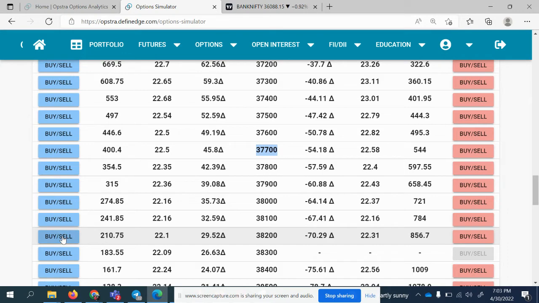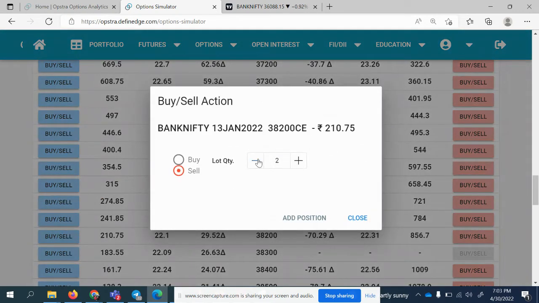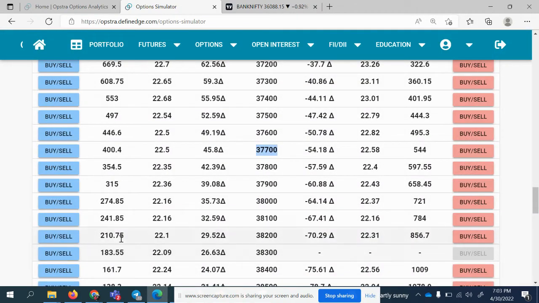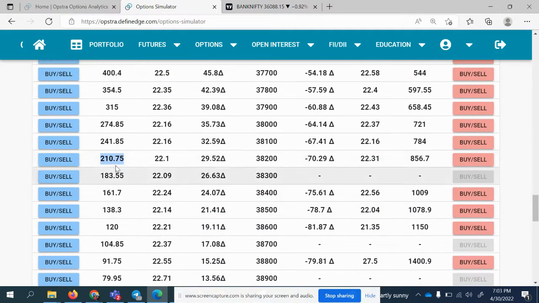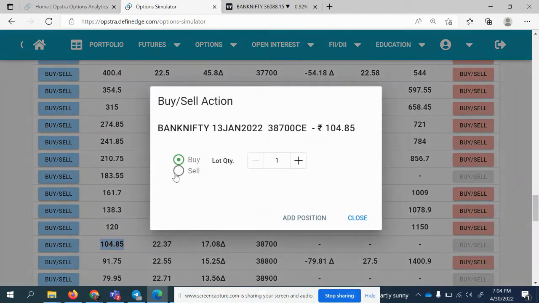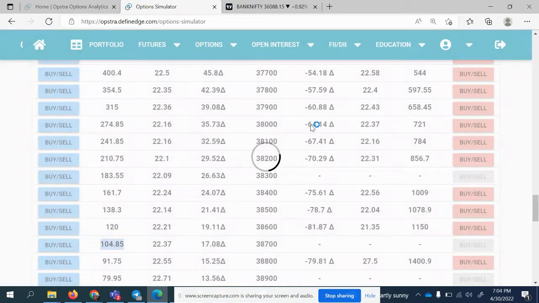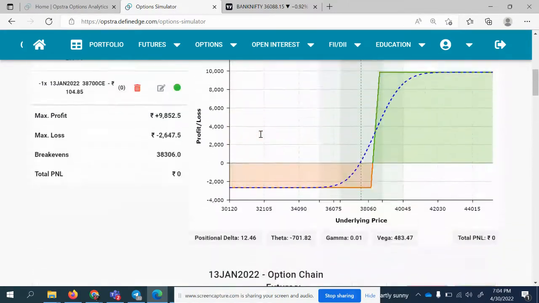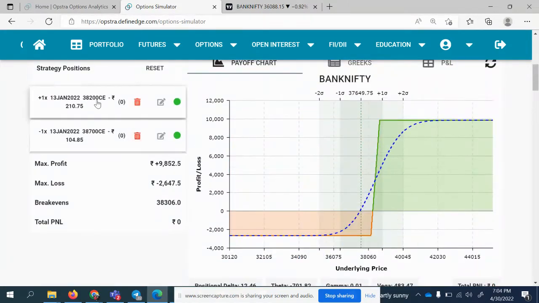I'll buy this leg at one quantity. Okay, this I bought. Then I'll sell almost half of the premium: 1 2 3 4 5. So I'll sell this, which is almost half of the premium. I'll sell one. This is my typical debit spread. I have too many videos on the debit spread, so I'm not going to discuss the strike selection. One call bought and one call sold.